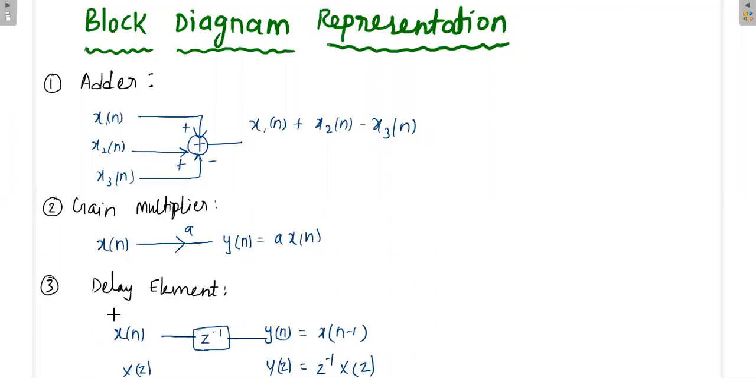Next, delay element. Suppose the input is x of n, then if you are applying the delay operation, the delay operation is z inverse in the z domain. In the time domain, it is delayed by unit 1, that is x of n will be delayed by unit 1, that is x of n minus 1, that is the output. Otherwise, if you want to represent it in the z domain, x of z will be simply multiplied with z inverse, so that we'll get y of z. That means in the time domain the x of n is delayed. Now we'll solve the problem based on this.